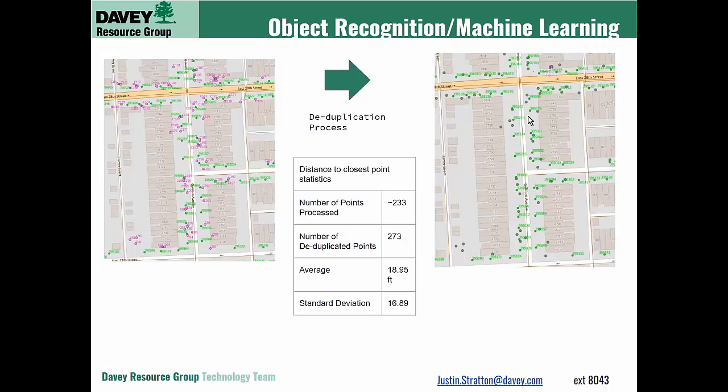With only a 19 feet average, we weren't sure, one, that makes the deduplication process questionable, and two, will we erroneously pick up a lot of private trees when we're looking for public trees or vice versa? If we can't be sure of the location of that point, it's hard to overlay public right-of-way data to extrapolate only the publicly owned trees.